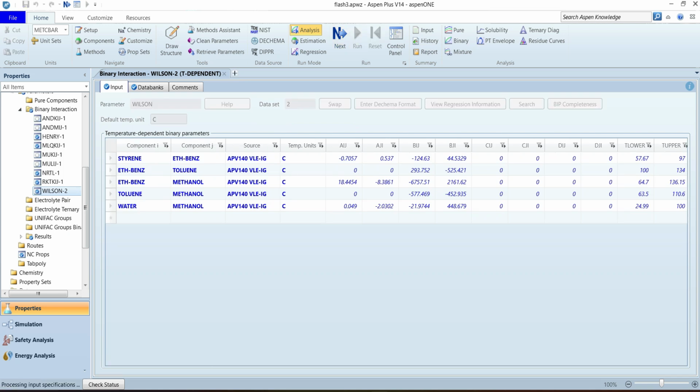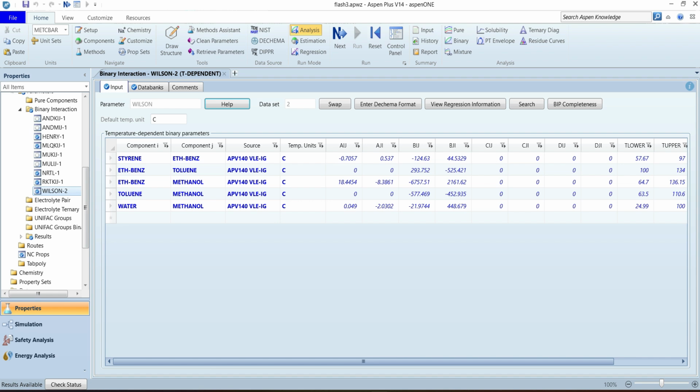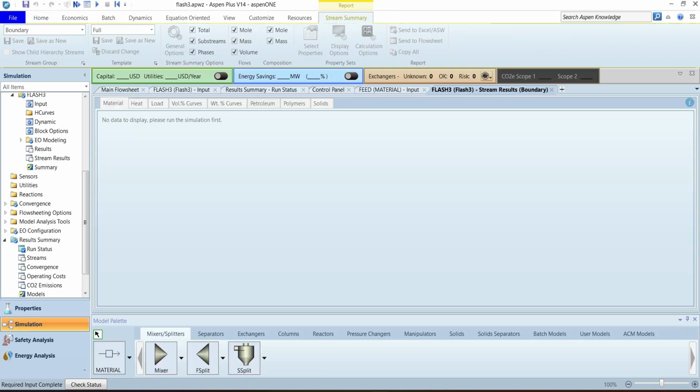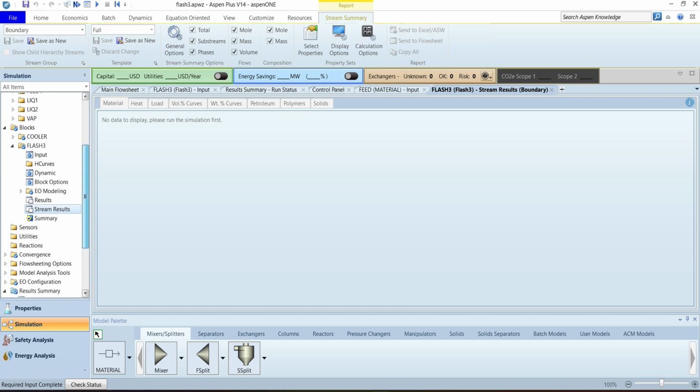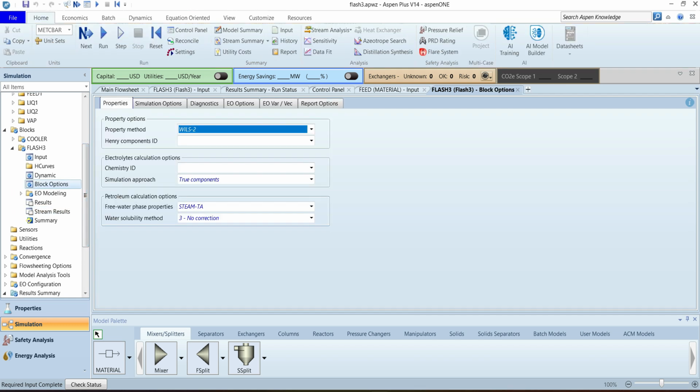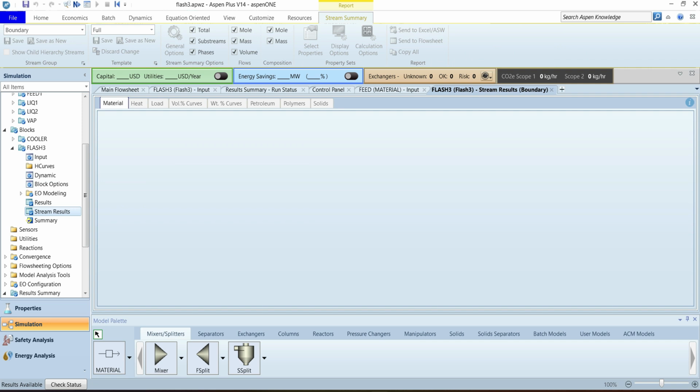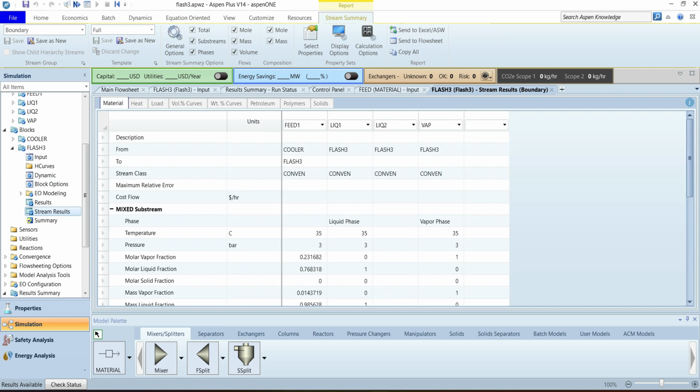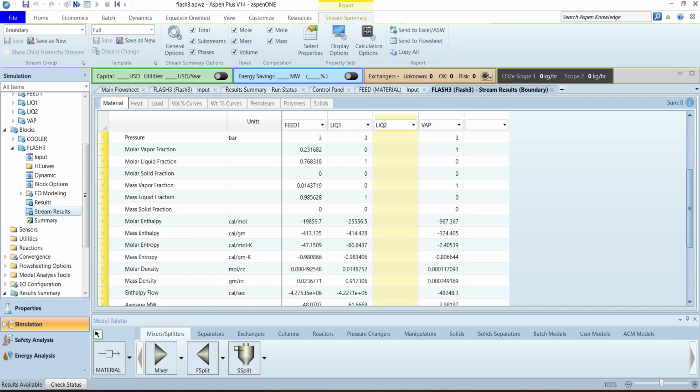We can run the properties environment, then jump into the simulation environment. First confirm that the simulation environment has also shifted to the Wilson method. Let's run the simulation and have a look at the results. One thing is very clear: it could not calculate the second liquid phase. That is what we were expecting, since the Wilson method is not appropriate for liquid-liquid equilibrium calculation. That's why it could not distinguish between the two liquid phases.